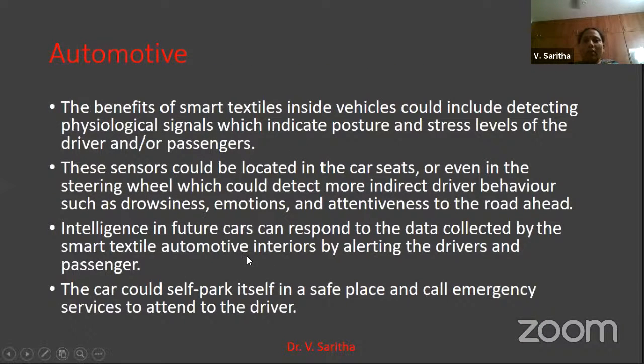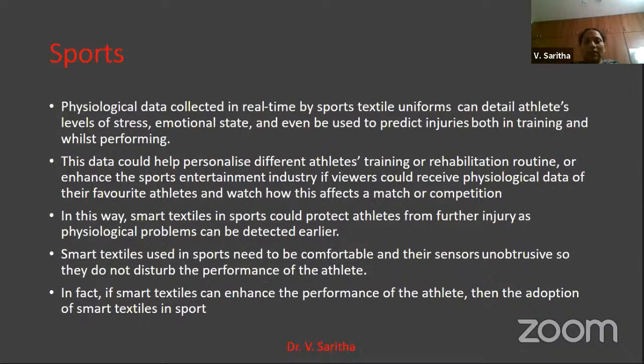Then automotive: if drivers are drowsy or not able to control the vehicle, these kinds of things could be sensed automatically and intimated to the respective people. Then sports, I already specified. Athletes can improve their performance using smart textiles.